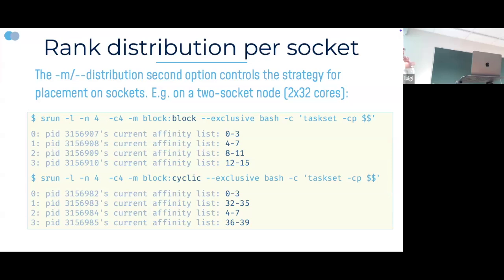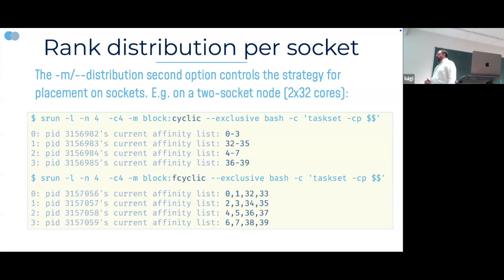So that means that Slurm fills a full socket or a full chip before going to the other one. By contrast, if you use cyclic, you see here that task 0 has access to CPUs 0 to 3, which are on socket 1. But task 1 has access to CPUs 32 to 35, which in the example here is on the second CPU. And then back to the first CPU for task number 2, and the 4th task, number 3, is back on the second socket. Okay, so with this, you can organize how the processes are organized inside the node.